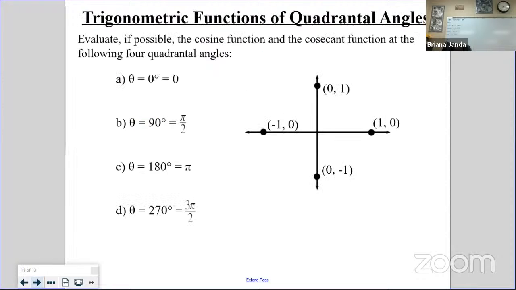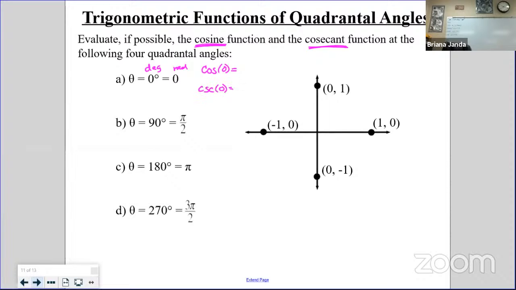All right. So what could these questions look like? Well, instead of giving us an ordered pair to look at, they're going to tell us which axis to look at by telling us what angle we are looking at. So they say evaluate if possible. This particular question says the cosine and the cosecant. So we're going to do 2 problems each time based on the theta they give us. So they're saying what would be the cosine if theta was 0 degrees or 0 radians? Degrees, radians, okay?